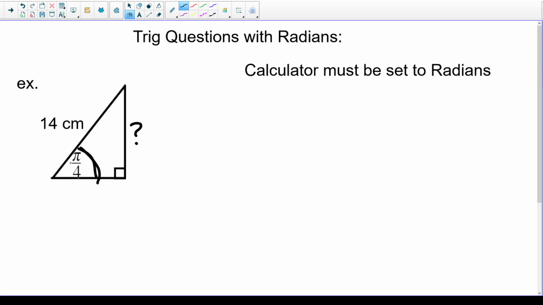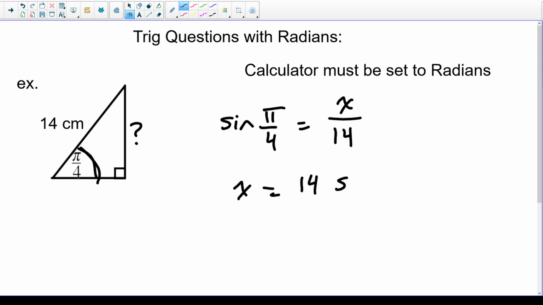And that is pi over 4. All right? So let's find the solution to this side length. If I do sine of pi over 4, that is equal to the opposite, which is the side length I'm looking for, divided by the hypotenuse. Now, that means that x, let's isolate x on the left, x would equal 14 times sine pi over 4. I hope you all agree with that. Let me put brackets around the pi over 4 here to make sure you know that it's all in one thing. Okay? Now, if you wanted to type that into your calculator, you would set your calculator to radians.